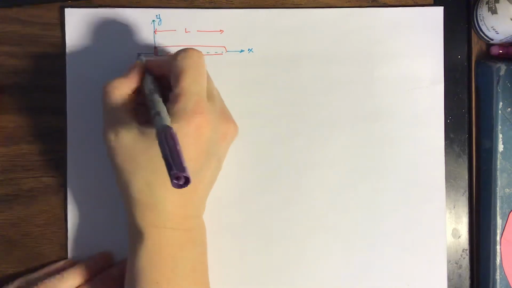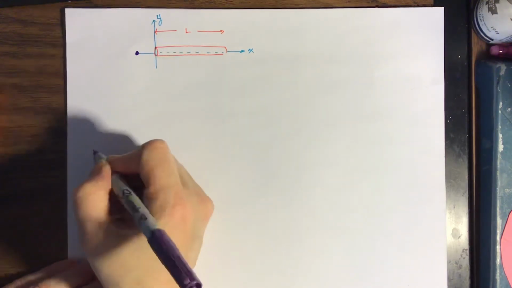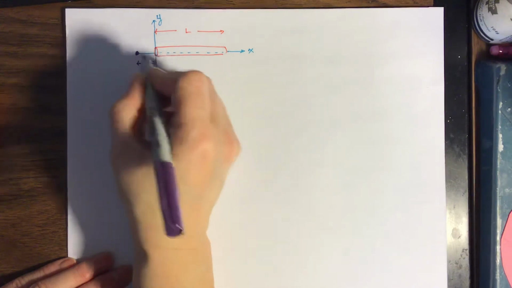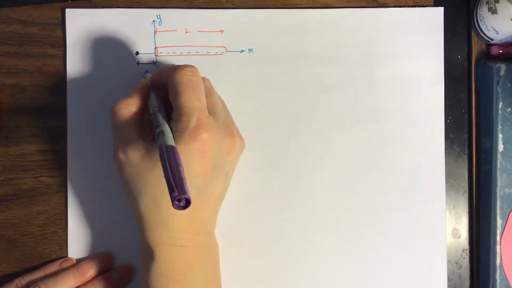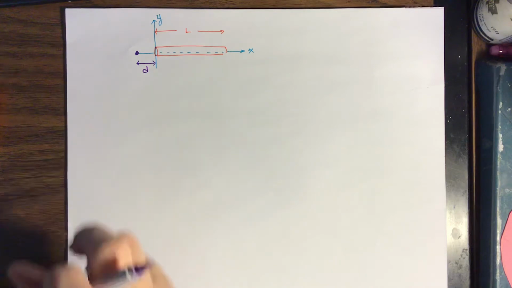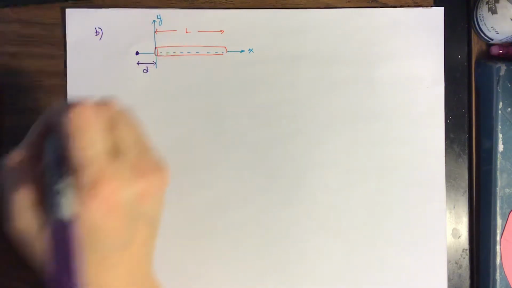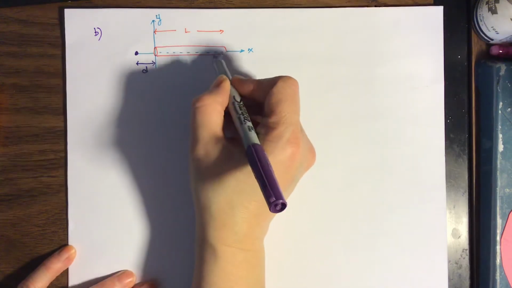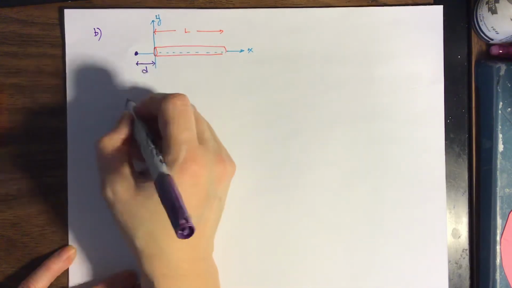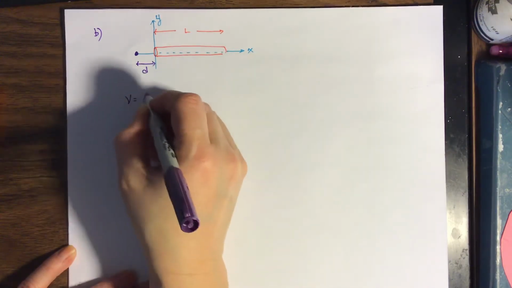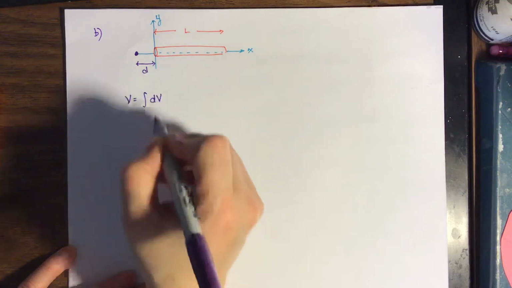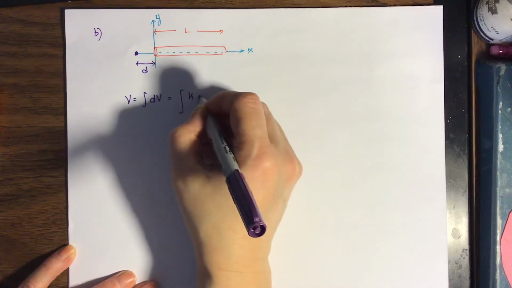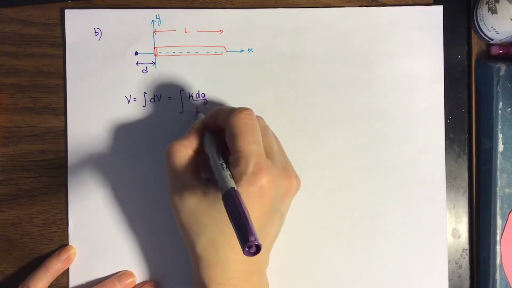So the point where we're trying to find the electric potential is left of the left end of the rod. The distance between that point and the end of the rod is D. Okay, there's our setup. We know that if we want to find the potential at this point, we have to find the potential due to each little bit and add them all up. So our net potential is the sum of every little potential made by every little bit of charge, which is given by K times dq over R.